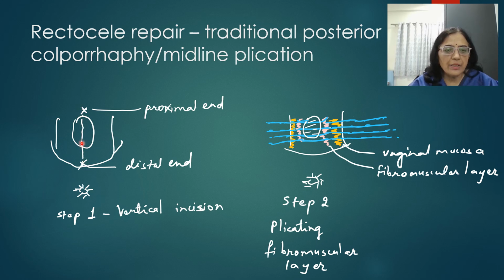This is the vertical incision, and then we do the separation of the vaginal mucosa in the same way from the underlying fibromuscular connective tissue layer of the posterior vagina. Once the lateral dissection is done, then transverse sutures are taken, same way as for the cystocele. This is traditional posterior colporrhaphy. So step 2 is midline plication, plicating the fibromuscular layer so that the suture line will be in the midline.